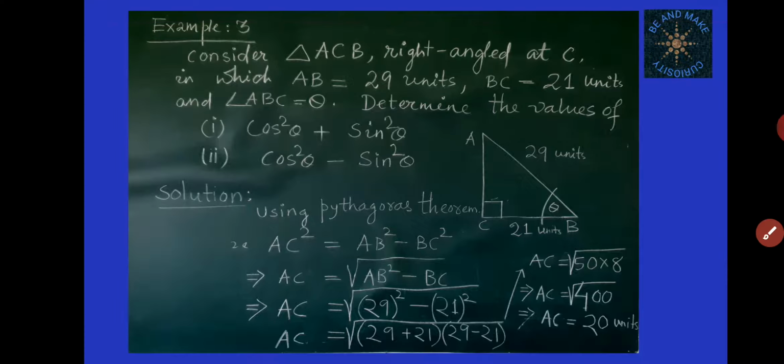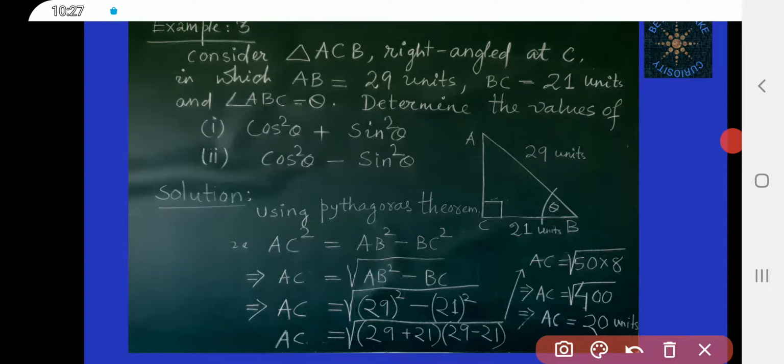Okay. Next, see Example 3. Consider triangle ACB, right angled at C, in which AB is equal to 29 units, BC is equal to 21 units, and angle ABC is your theta angle. Then determine the values of cos square theta plus sin square theta and cos square theta minus sin square theta.